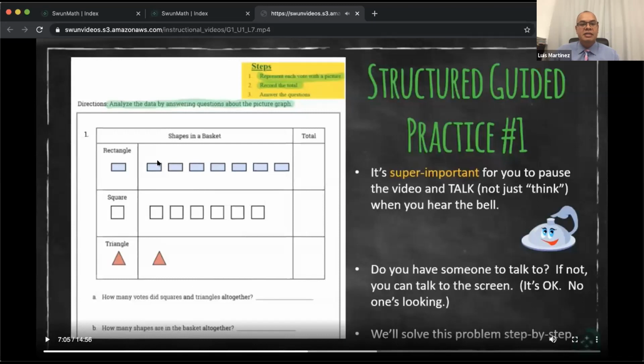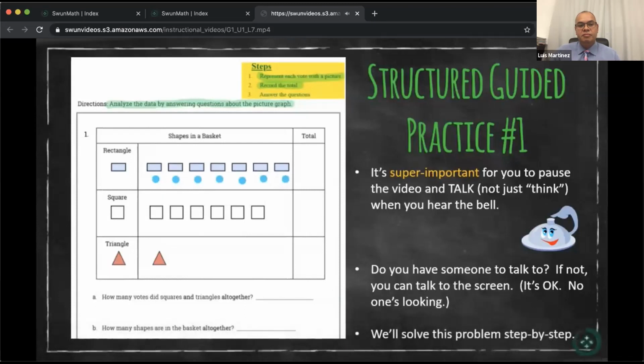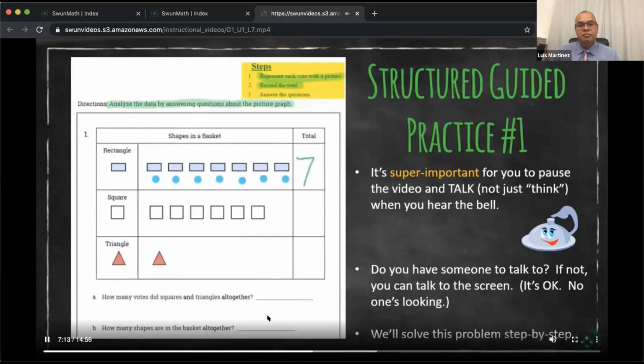I'm going to count. Let's count how many rectangles there are. There are 7 rectangles. Okay, let's see if I'm correct. There are 1, 2, 3, 4, 5, 6, 7 rectangles. So we will put a 7 in our total. Our next group are squares. What are the total amount of squares?